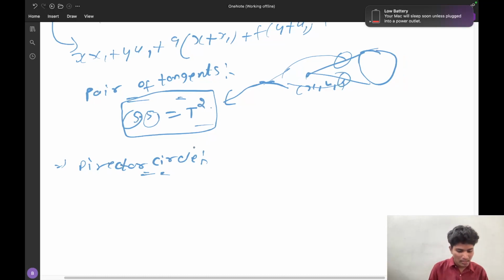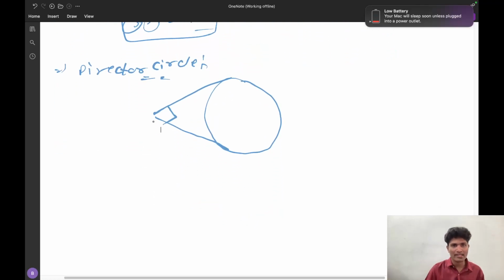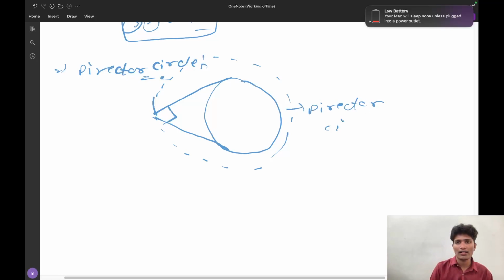What is a director circle? It is the locus of the point of intersection of perpendicular tangents. Suppose we have drawn two tangents to a circle, and if the point of intersection is such that the tangents are perpendicular, then the circle drawn through this point is called the director circle.